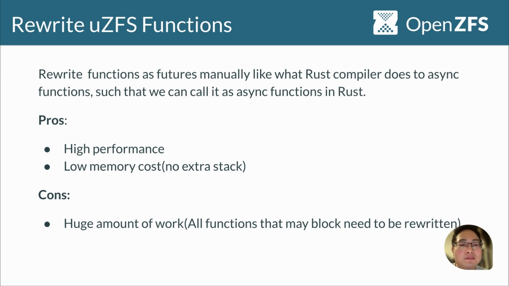For example, if we have functions A, B, and C, the function A is blocking, the function B will call function A, and the function C calls function B. In this situation, we need to rewrite all three functions because when we call any of them, they might block the thread.